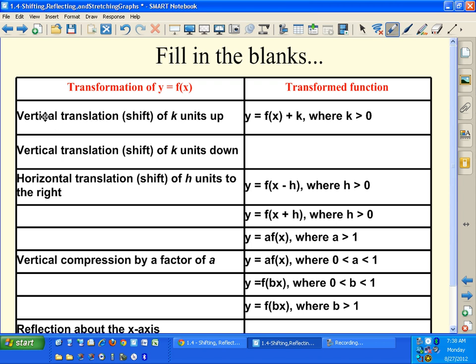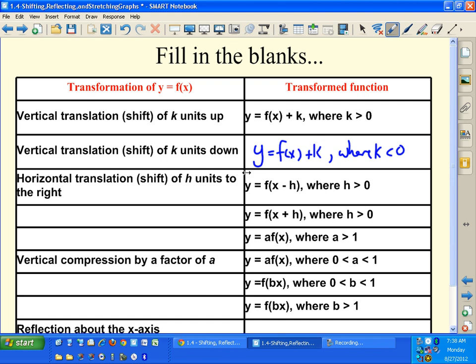This first one right here is a vertical translation up k units, so the key is the k value here. We have some function, we're adding a value to it, and if k is greater than 0, then we're shifting it up. If we want to shift the function down, it will be written basically the same. It'll be written as y equals f of x plus k, but this time where k is less than 0. So that makes it shift down so many units.